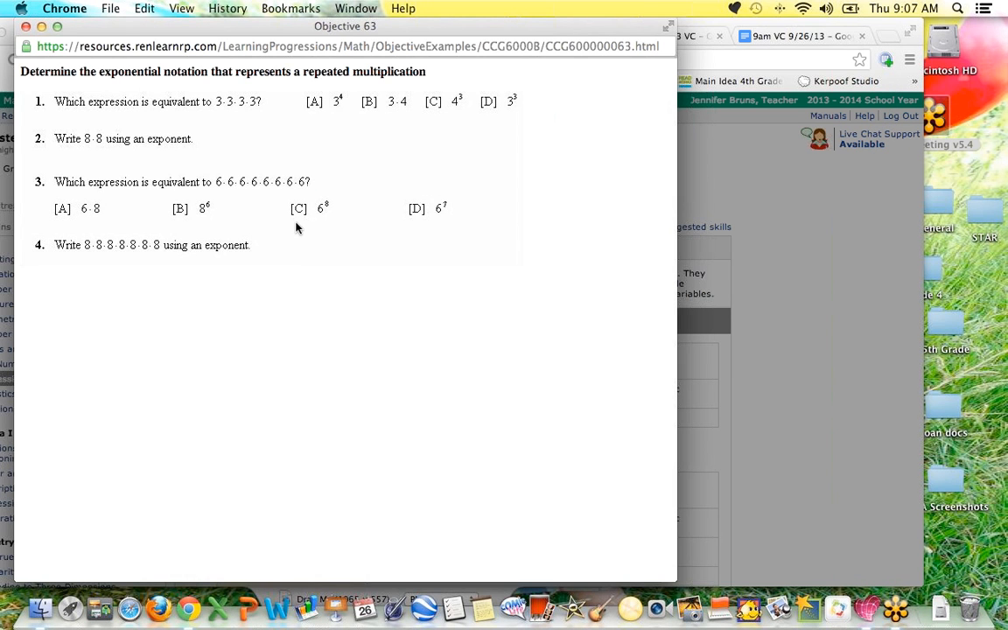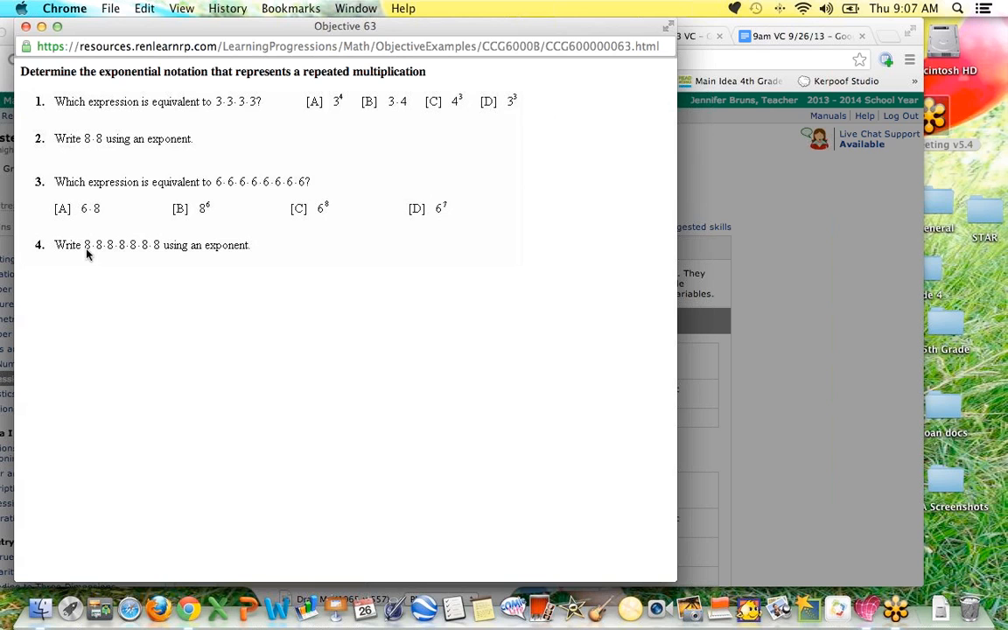All right, and number 3. So we're going through these kind of quickly, but you guys got it. Which expression is equivalent to 6 times 6 times 6 times 6 times 6 times 6 times 6 times 6? So you might have to do a little counting there on your screen. 1, 2. The only 2 logical answers would either be C or D, so it would be 6 to the 8th power. Great.